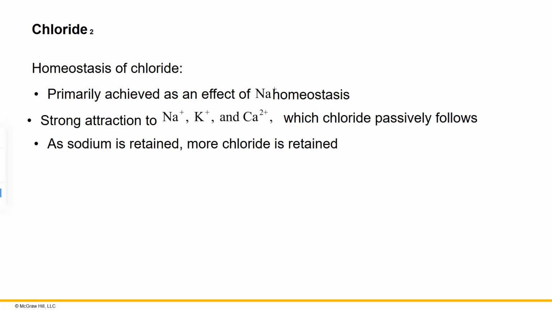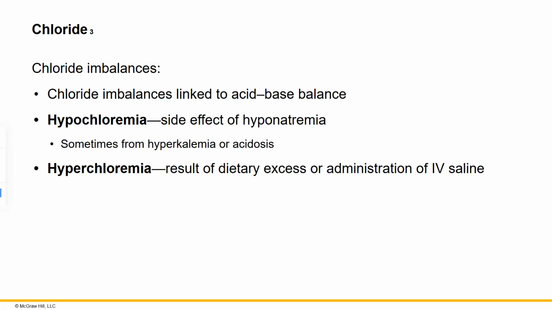Homeostasis is primarily achieved as an effect of sodium homeostasis. It has a strong attraction to sodium, potassium, and calcium, which chloride passively follows. As sodium is retained, more chloride is retained. Chloride imbalances: hypochloremia is a side effect of hyponatremia, sometimes from hyperkalemia or acidosis. Hyperchloremia is a result of dietary excess or administration of IV saline.